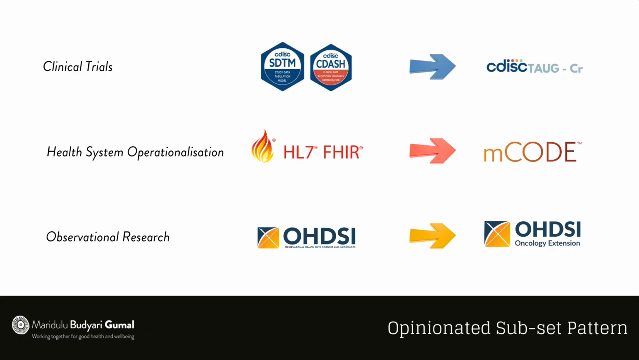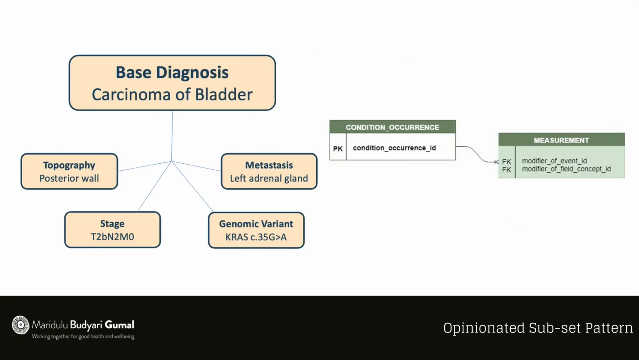For example, CDISC has cancer therapeutic area specification for oncology clinical trials. FAIR has ENCODE for operational oncology data capture, and OMOP has the oncology extension for observational studies and real-world evidence. The general model provides the framework for almost anything, while the oncology-specific subset gives us the shortcuts and rules we actually need to model this complexity effectively.